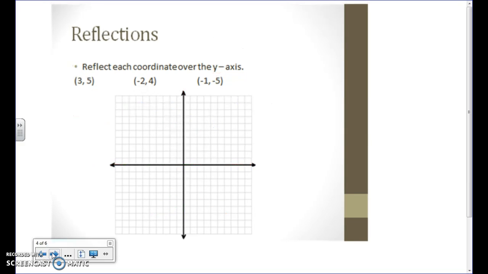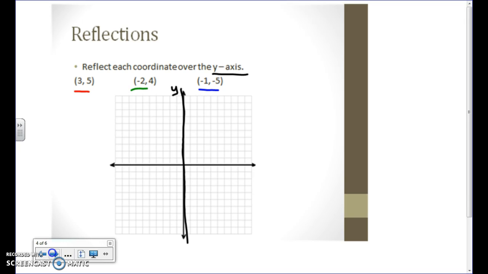Let's take a look at the next one here, and this time we're going to reflect over the y-axis. So again, I'm going to go a little quicker this time because I think we know how to graph our points. And we're going to use different colors again, but I want to make sure that we understand we're doing the y-axis now, which is the vertical axis. So this is my line of symmetry for these 3 points.